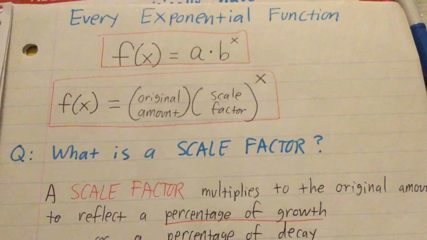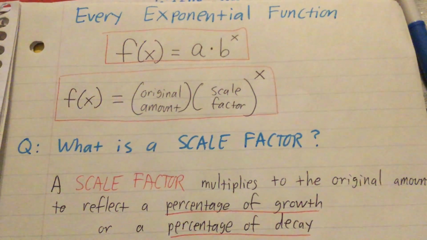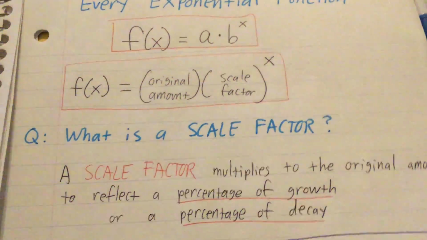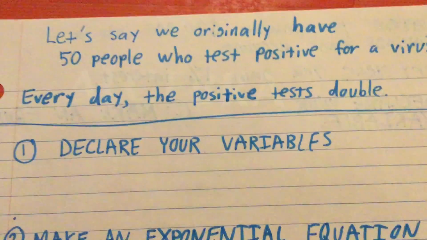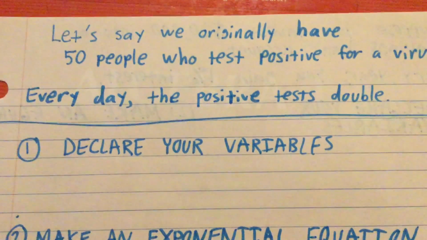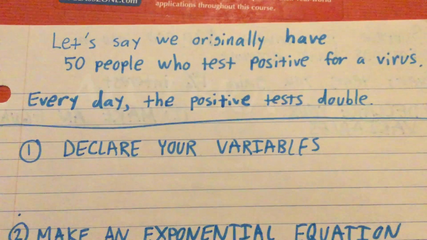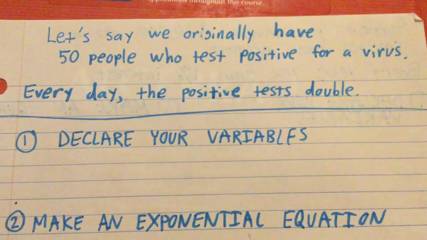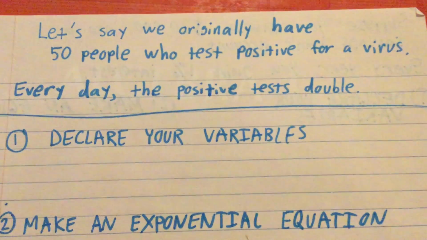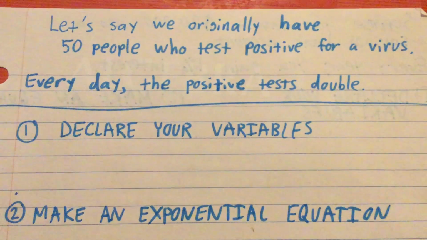So when I say declare your variables, that's not me being the bad guy, it's me helping you understand what a word problem entails. Let's look at the first word problem. Unfortunately, I have to talk about this. Let's say originally there were 50 people who tested positive for a virus. Every day, the number of positive cases doubles. So it starts out with 50 people, then one day later would be 100 people, and then 200, and so on and so forth.